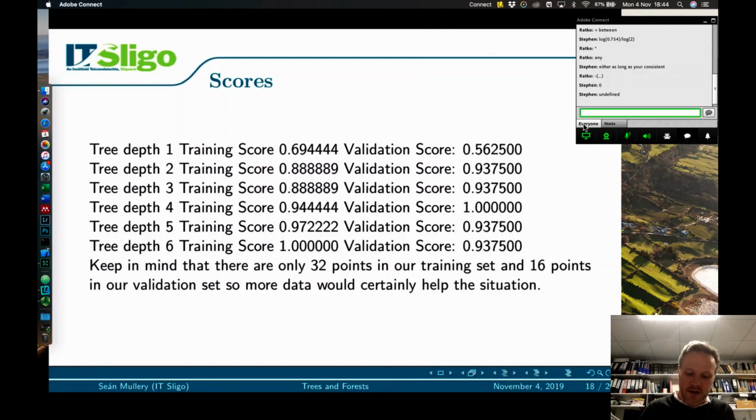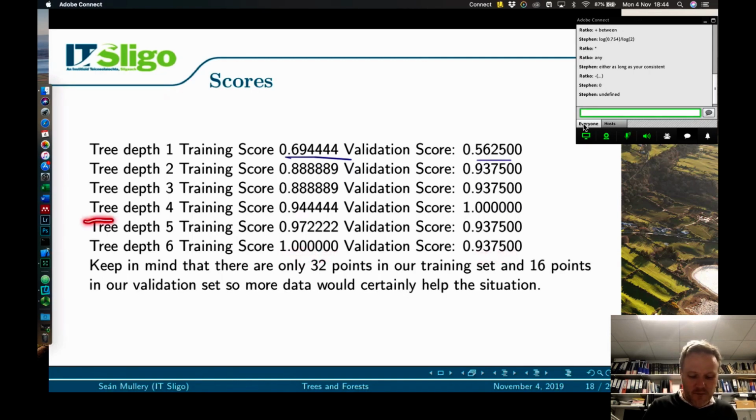You can see that training at depth 1, we only had an accuracy of 0.69, and my validation accuracy was 0.56. If we go to depth 2, it improves to 0.888, and my validation score is actually even slightly higher, and that can sometimes happen. It doesn't improve as we go to depth 3 in either case, but at depth 4, my training does improve, and my validation score in that particular case comes out at 1. Then my training score at depth 5 goes to 0.97, and this goes to 0.93, and here training score goes to 1.0, and my validation score goes to 0.93.